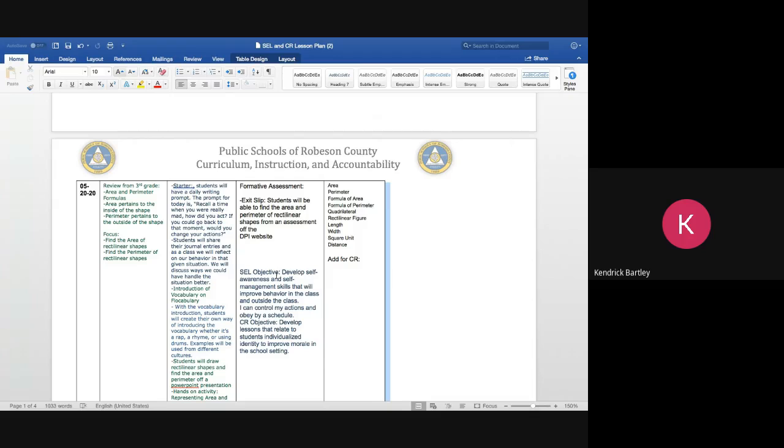And this is in blue, which is talking about the cultural piece. The objective for the cultural response is to develop lessons that relate to students' individualized identity to improve morale in the school setting. And the SEL objective was to develop self-awareness and self-management skills that will improve behavior in the class and outside the class.